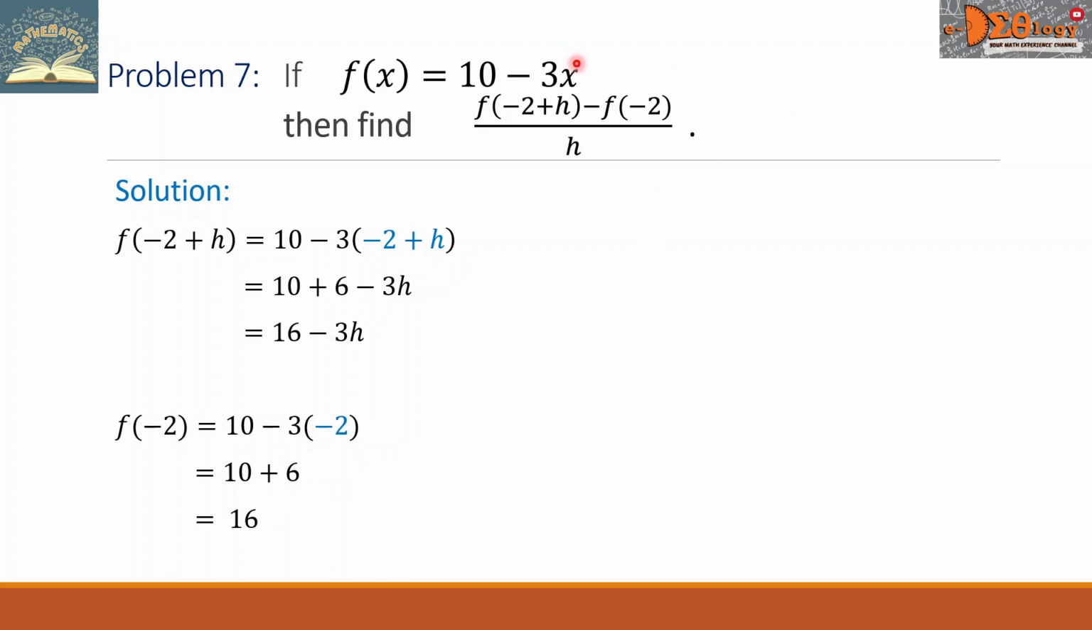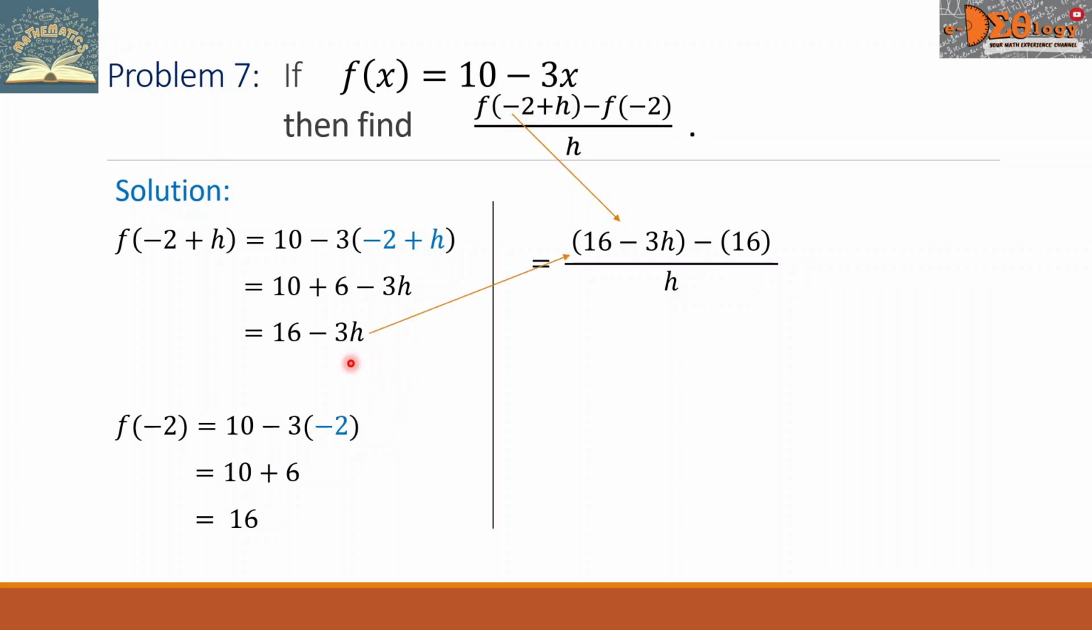Now let us evaluate this fraction. Let us substitute the corresponding values. This f of negative 2 plus h we solved already here. It is 16 minus 3h. Then minus the f of negative 2, we solved it already down here. So we substitute the value 16, all over h.